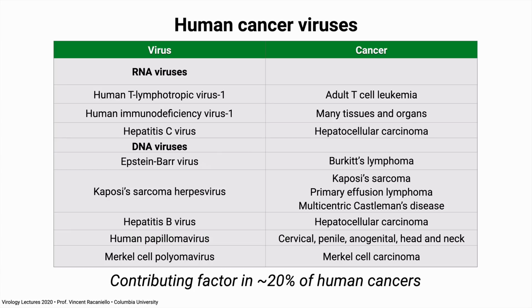We know of these human cancer viruses. There are others that cause cancers in animals, but this table is just for human cancer viruses. There are RNA viruses like human T lymphotropic virus 1 that causes leukemia. HIV causes a variety of cancers in different tissues and organs. We'll talk about that later. Hepatitis C virus, of course, liver cancer. And then there are DNA viruses, Epstein-Barr, Kaposi sarcoma herpes virus. These two herpes viruses causing a variety of human cancers. Hepatitis B virus, of course, liver cancer. Human papillomaviruses, cervical, penile, anogenital, head and neck tumors, and Merkel cell polyomavirus, a skin cancer.